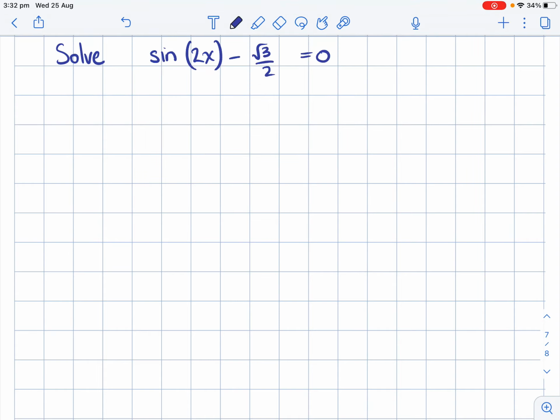So when we're solving trigonometric equations or circular functions, I recommend the first thing that you do is number one, rearrange your equation. And when we rearrange the equation, we're going to get the sine or the cosine or the tan part by itself. So in this case, I'm going to move the root 3 on 2 to the other side of the equal sign, which gives me sine of 2x equals root 3 on 2.